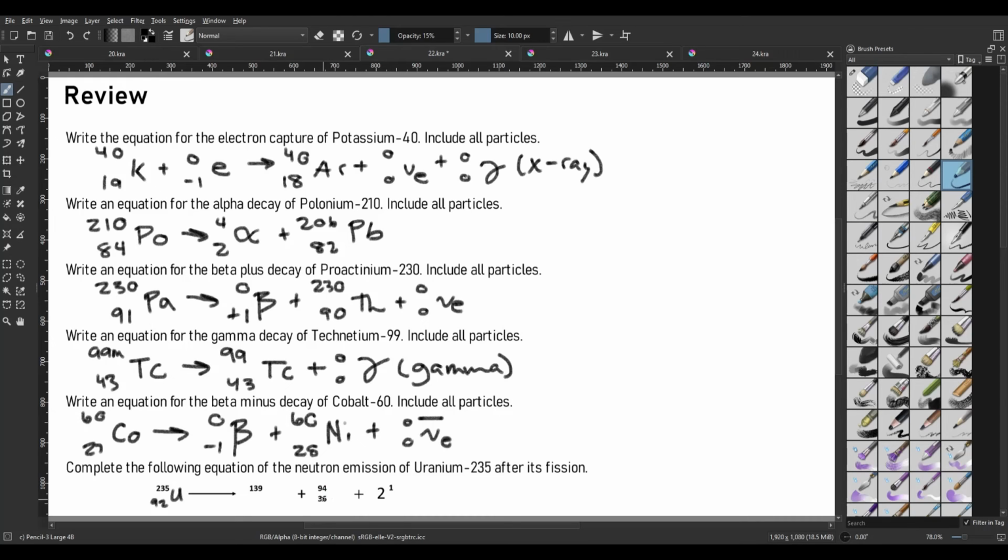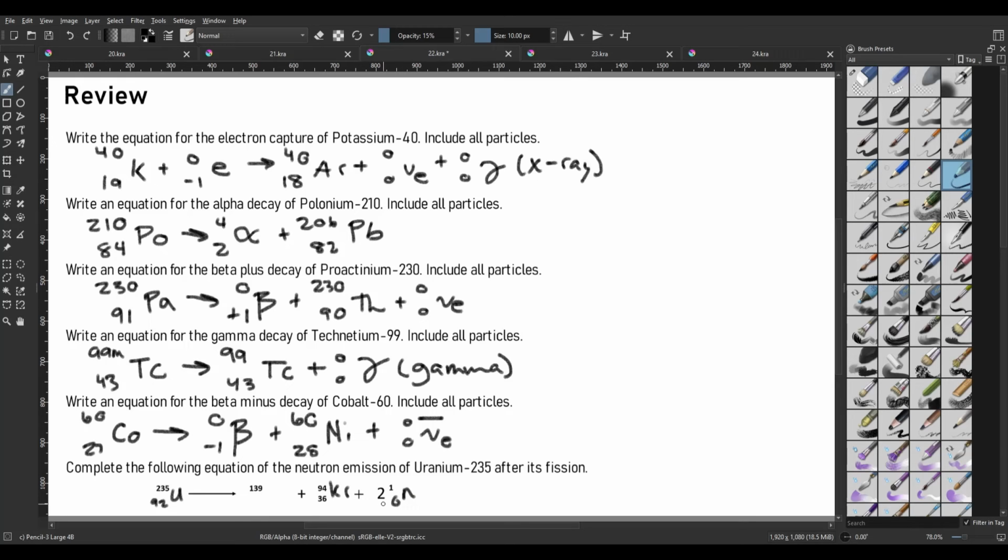Let's fill in what we know over here. So 94 over 36. What's element number 36? Element number 36 is krypton, Kr. So 94, 139 plus 94 plus 2, we have to multiply this in our equation, plus 2 times 1 is going to give us 235. So we know the mass numbers are balanced. So this must be a neutron, and we know that there's a neutron emission. We just have to put that there.